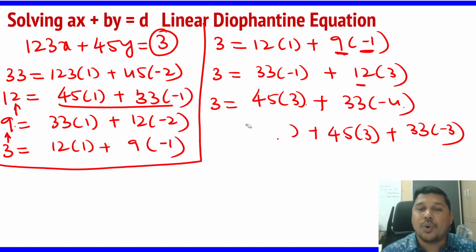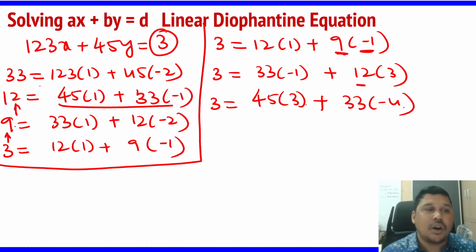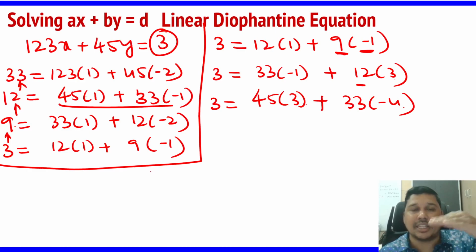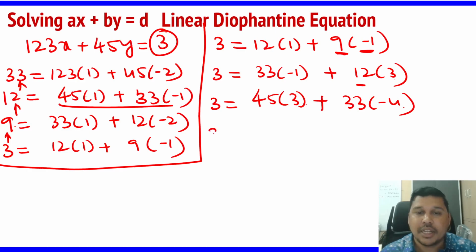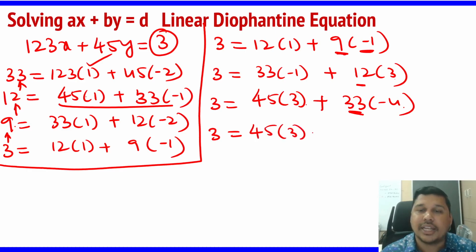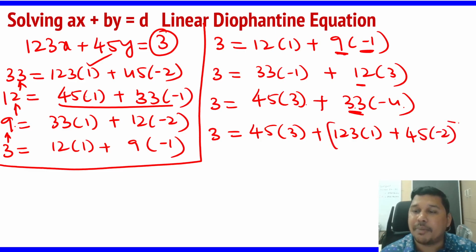Okay, now you go and substitute the final equation. On top you have the fourth equation. So we are substituting from reverse, one on the other. So this becomes 3 is equal to, in place of this 33 I will be putting this equation. So it becomes 45 of 3 plus, in place of 33, this one. So it becomes 123 of 1 plus 45 of minus 2, whole multiplied by this minus 4 value.